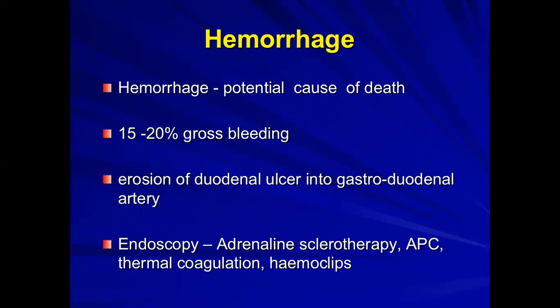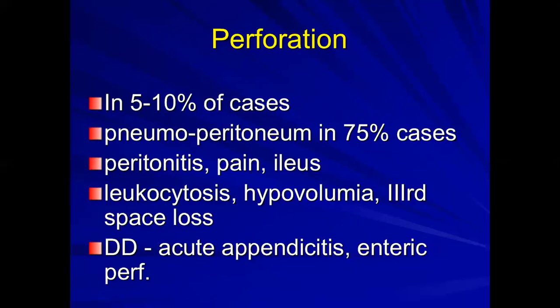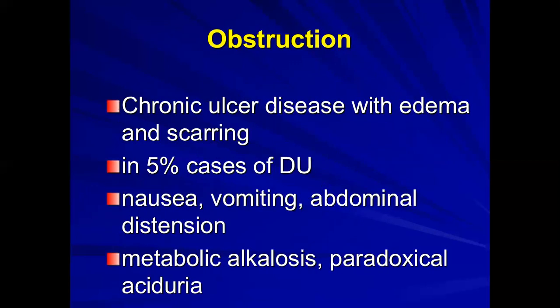Hemorrhage is a potential cause of death. 15 to 20% leads to gross bleeding. It usually occurs with the erosion of a duodenal ulcer into the gastroduodenal artery. So we already discussed you can give adrenaline, APC, or thermal coagulation. Perforation occurs in 5 to 10% of cases, but now its incidence has decreased markedly due to the advent of the new drugs. It can lead to pneumoperitoneum in 75% of cases, peritonitis, pain and ileus, leukocytosis, hypovolemia, third space loss. Differential diagnosis is acute appendicitis and enteric perforation.